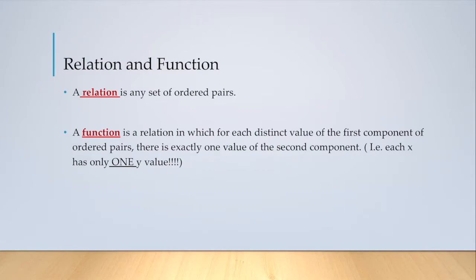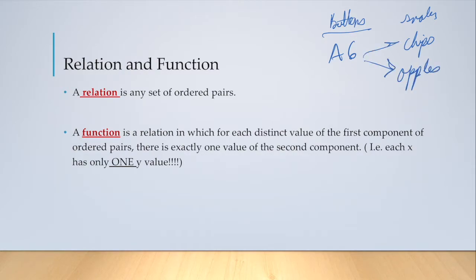And that makes it a function. Remember when we were talking about our vending machine, we've got our buttons that we can push, and we've got our snacks. And if I had the button A6 going to chips and apples, this vending machine would not function, right? If I pushed A6, what would I get out? Well, I don't know. The machine would break. It doesn't want to give you two snacks. So exactly one value, so each x has only one y value.